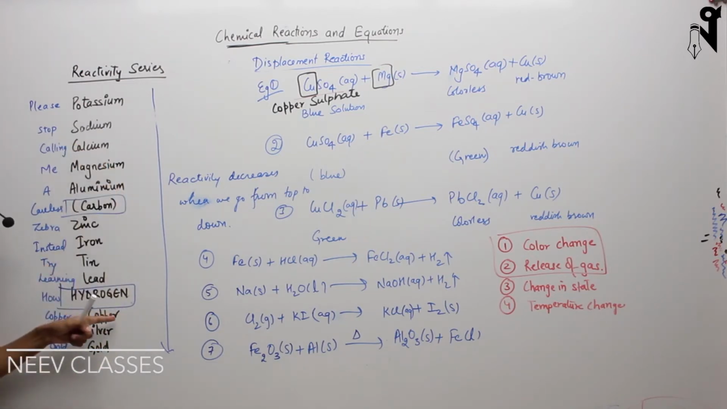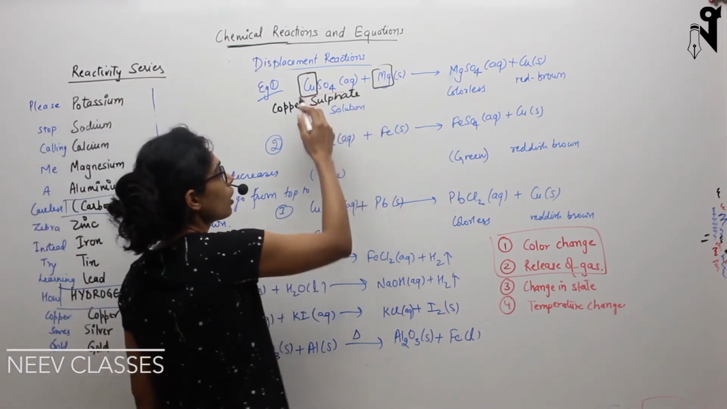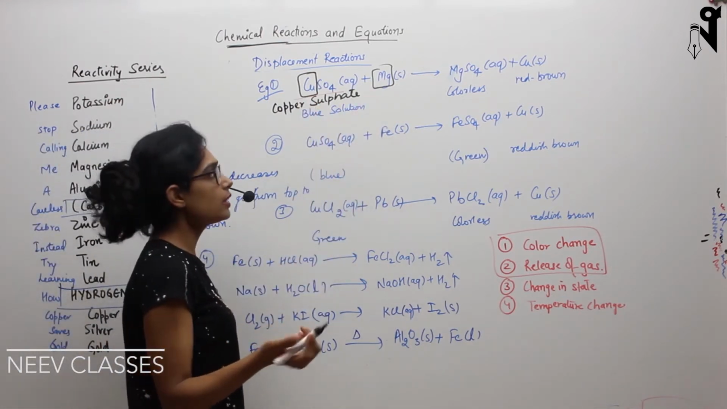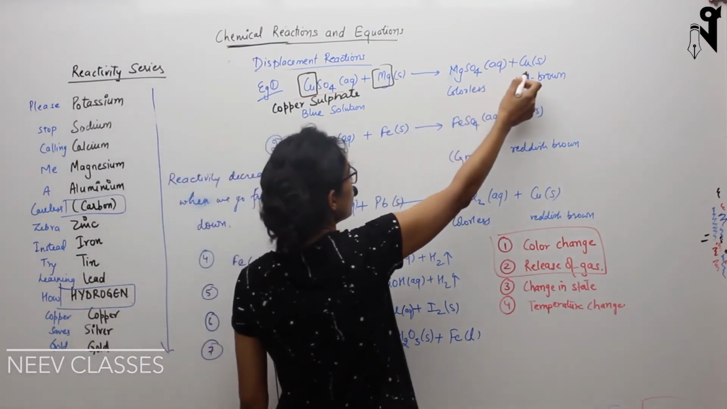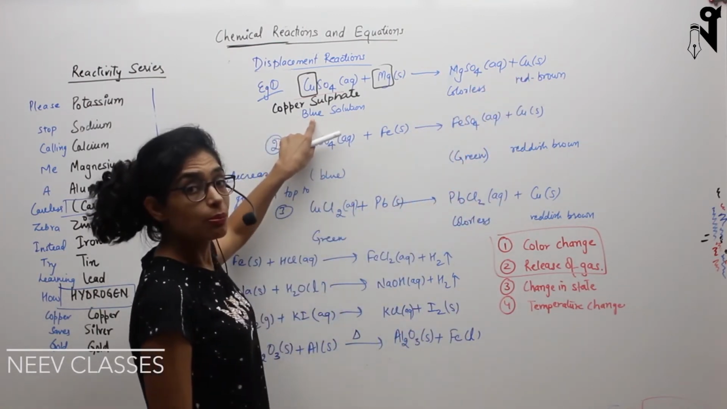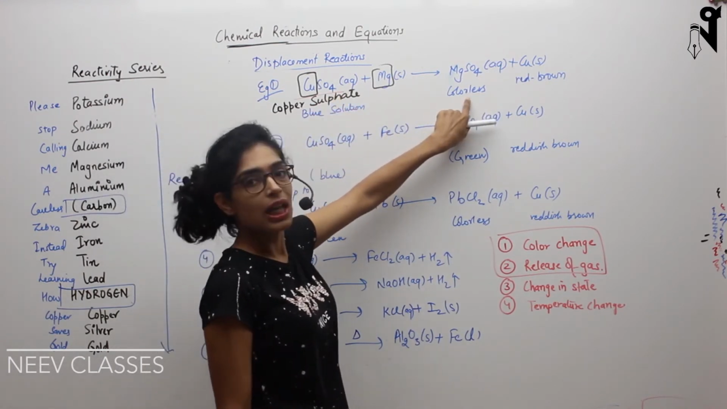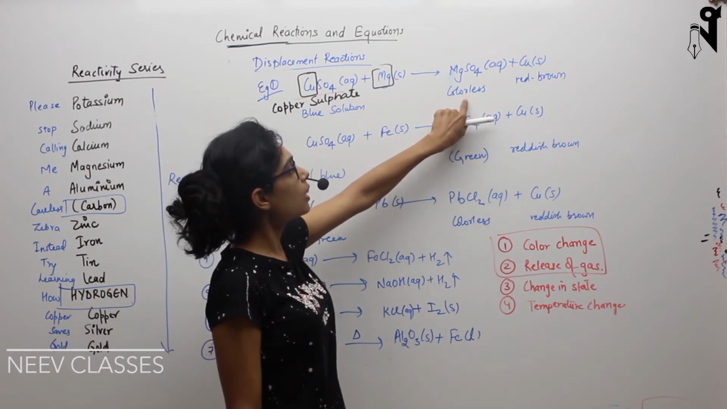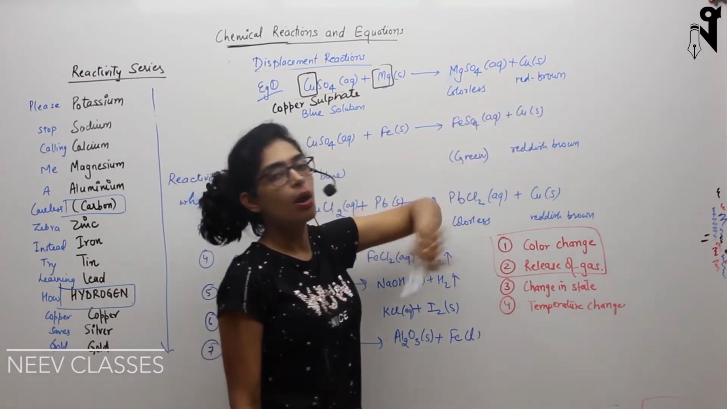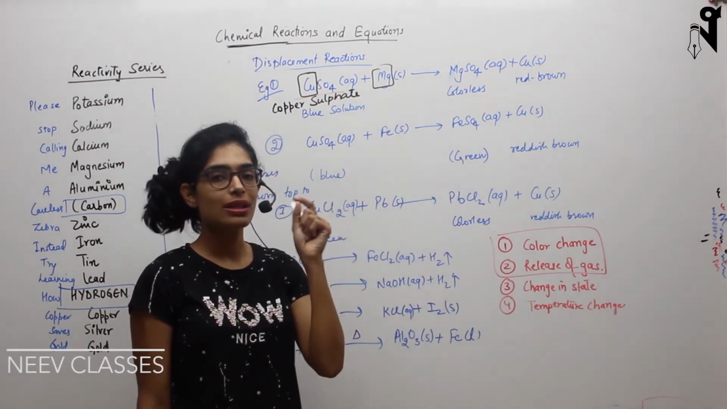So basically copper is less reactive and magnesium is more reactive. So definitely magnesium is stronger than copper and can easily replace it. So it will become MgSO4 plus copper. This copper sulfate was a blue color solution, but when it reacted with magnesium, the magnesium sulfate is a colorless solution. So this will become colorless and copper will come out as reddish brown granules. So it will come out as a solid.